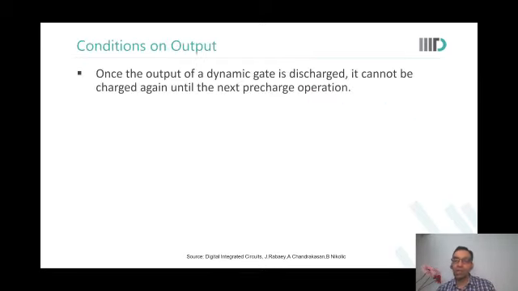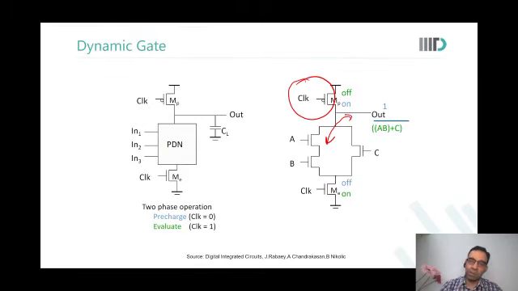So what are we saying? Now pay attention. Let us say there is a glitch on B. B was 0, but a glitch comes on B. A is 1. What happens now? This out will discharge, and now there is no way to recover out. Until the clock goes back to 0 again, until my pre-charge phase starts again, there is no way to recover out. Are you able to see this?